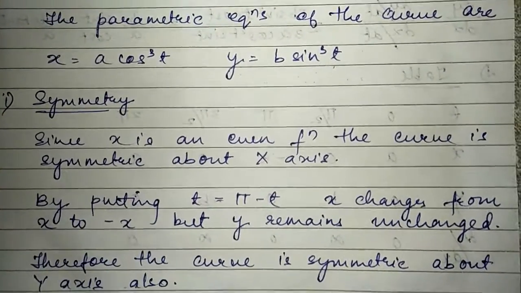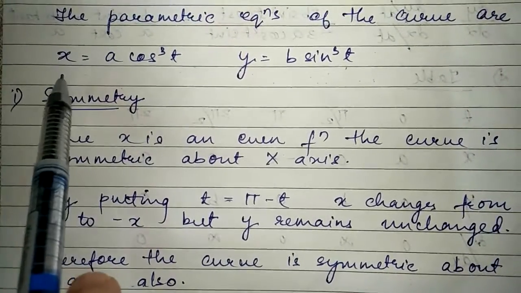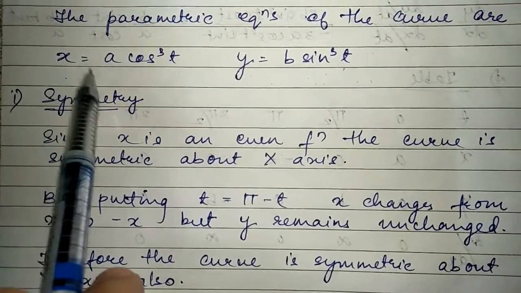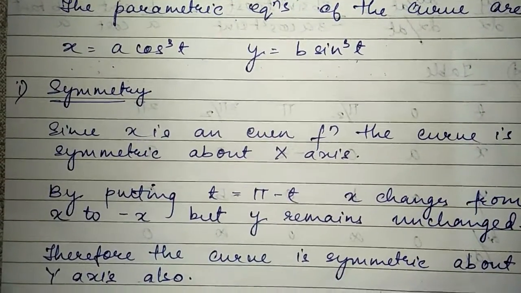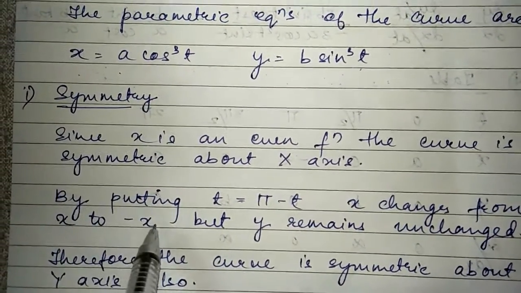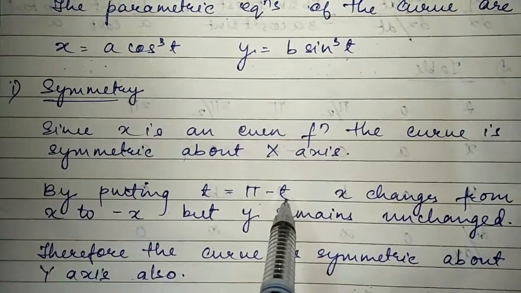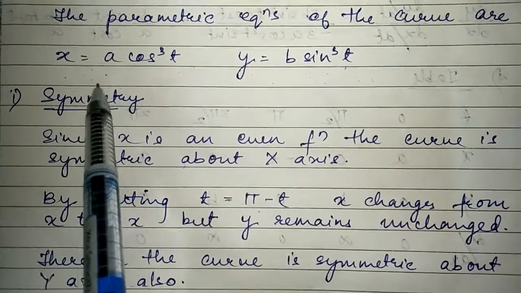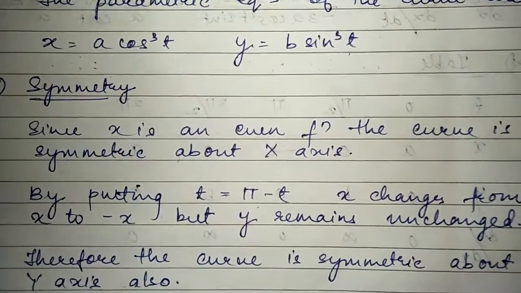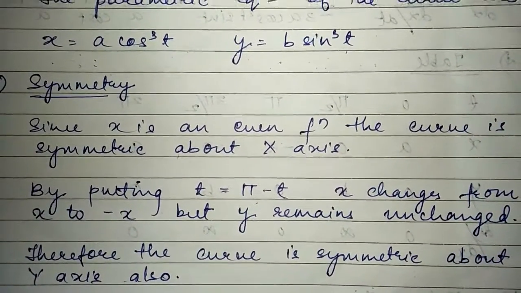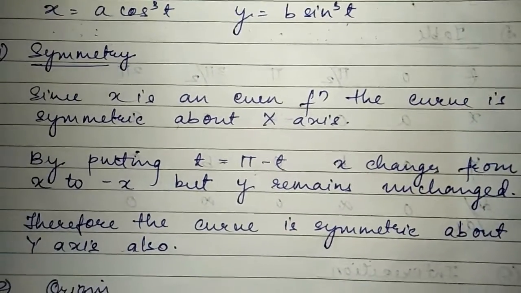So first we'll see whether the function is even or odd. Considering that, since x is an even function, the curve is symmetric about the x-axis. And then we'll substitute t = pi minus t. We can see that the value of x changes, but the value of y remains the same. So the curve is symmetric about the y-axis also.